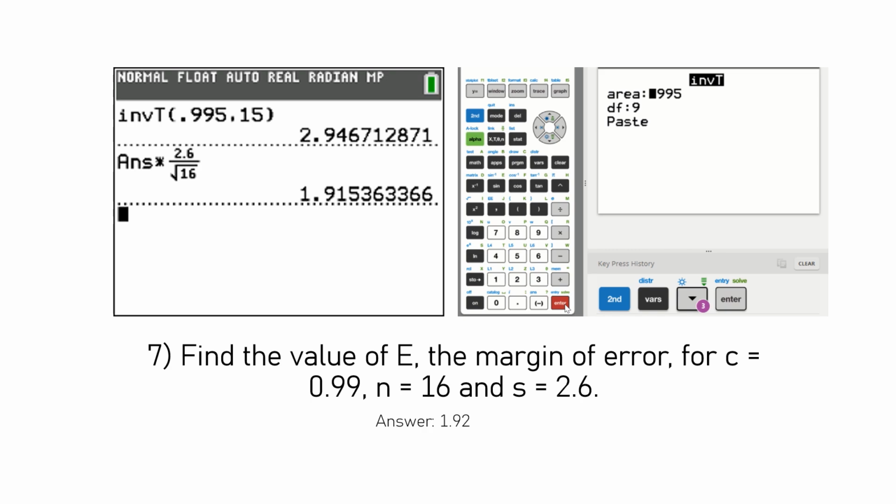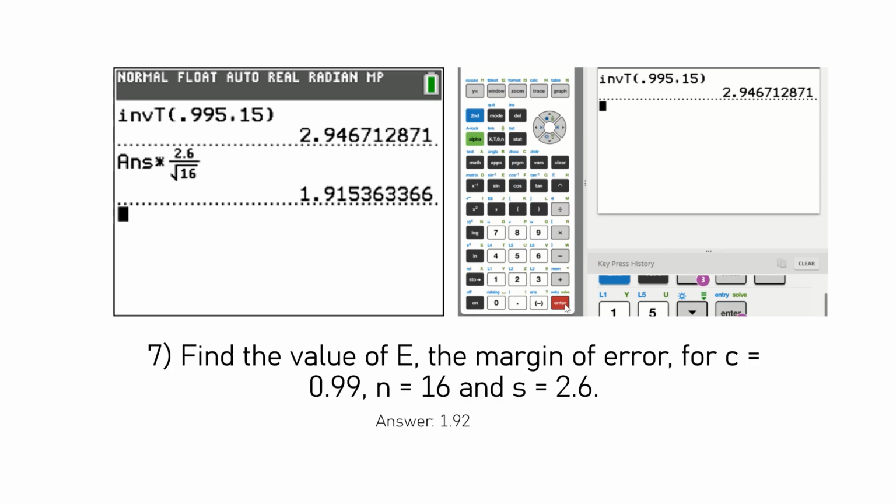So I already have the 0.995 from the previous problem, which makes sense still because it's a 99% confidence interval, and then that leaves 0.5% in either tail. But my DF now, since n is 16, is going to be 1 less than that, so that's 15. So we're here.